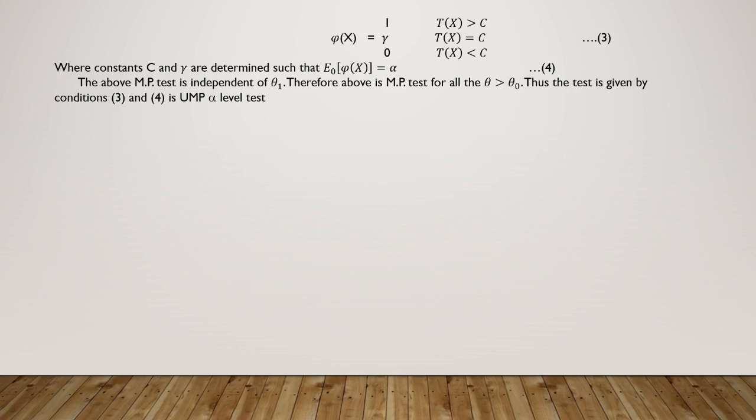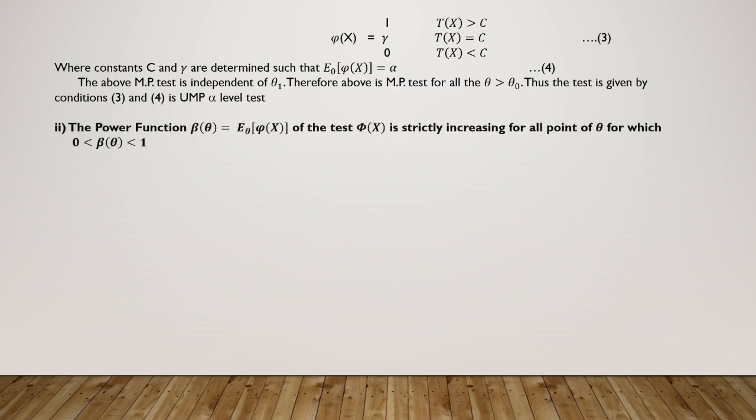Therefore, the condition that p1 of x upon p0 of x greater than k can be replaced by T of x greater than c. So the test changes to T of x greater than, equal to, and less than c. Now the above most powerful test is independent of theta 1. Therefore, the above is an MP test for all theta greater than theta naught. Thus, the test given by conditions 3 and 4 is a uniformly most powerful alpha level test.